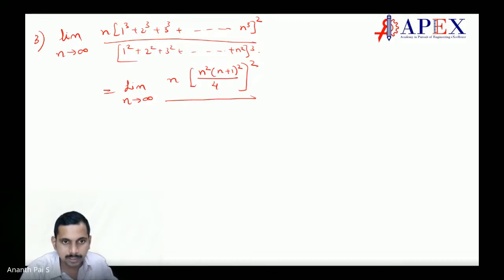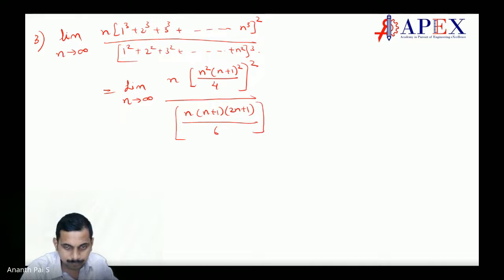And here we have n plus n into (n plus 1) into (2n plus 1) divided by 6, the whole cube. Now you can solve it. When you solve it, you get limit n tending to infinity, n power 5 into (n plus 1) power 4 divided by, here we have 4 square, 16.